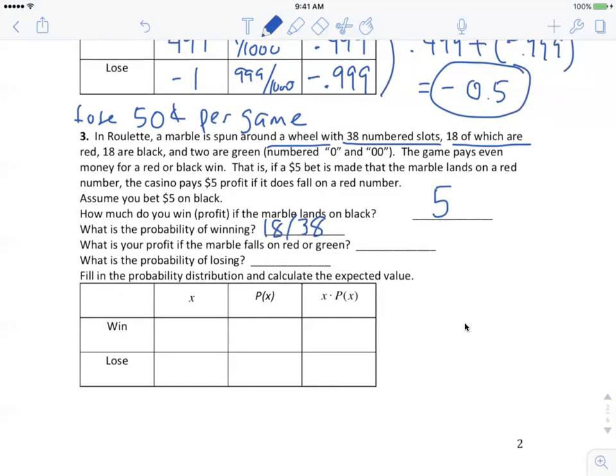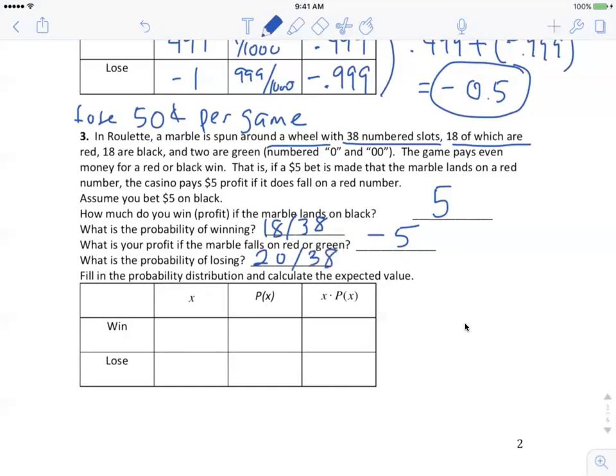What is your profit if the marble lands on red or green? Those are losing for you because you bet on black. There's 18 reds and there are 2 green for a total of 20 losing numbers. Oops, I jumped the gun here. That's probability. What is your profit if the marble falls on red or green? We just lose our $5, right? Sorry about that. So the profit is -5. The probability is what I was just talking about, the 20 out of 38.